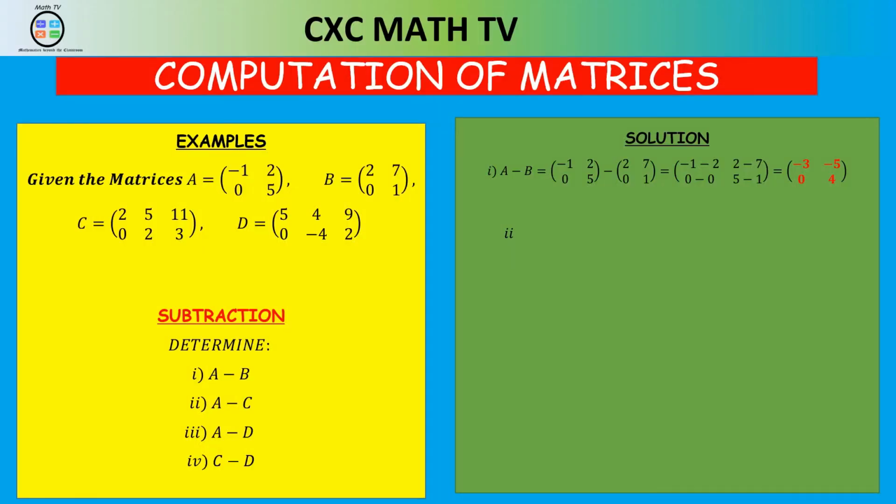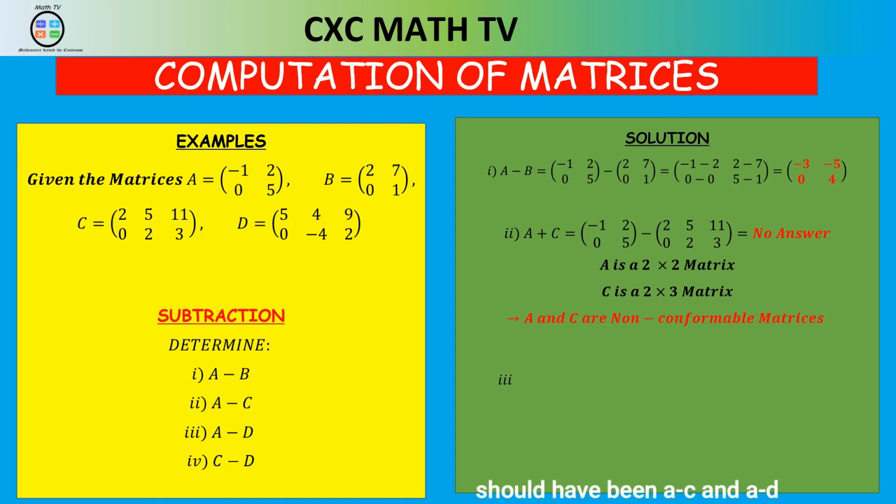Now what if we wanted to find A minus C? Now A minus C, that would be negative 1, 2, 0, 5 minus 2, 5, 11, 0, 2, 3. But that has no answer. It has no answer because A and C are non-conformable matrices since they're not of the same order. What about A minus D? Well, likewise, we cannot find A minus D. We cannot find A minus D because they are non-conformable matrices.